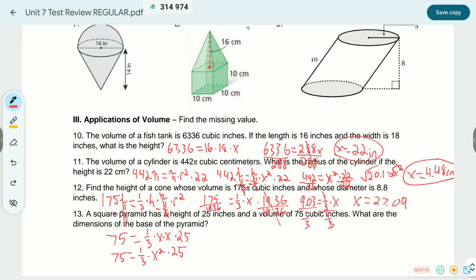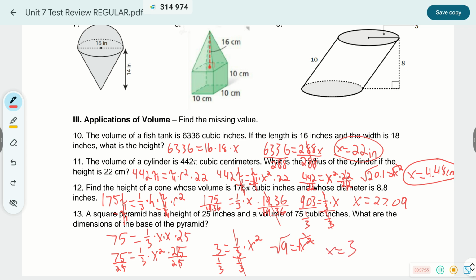We have to cancel this. 75 divided by 25 is 3. So now we have 3 equals 1/3 times x squared. We're going to divide by 1/3. What is 3 divided by 1/3? 9. So we have 9 equals x squared. How do we cancel a square? Square root. Square root of 9 is 3.